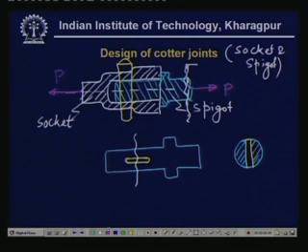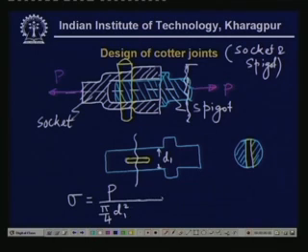Now, the tensile stress developed here will be sigma equal to the normal force P divided by the total area, which is equal to pi by 4 d1 square minus d1 times t, if this diameter is d1 and the thickness is t. So, this is the total area over which P acts. So, this is the stress, and this must be less than or equal to sigma allowable. So, from this data we can find out d1.